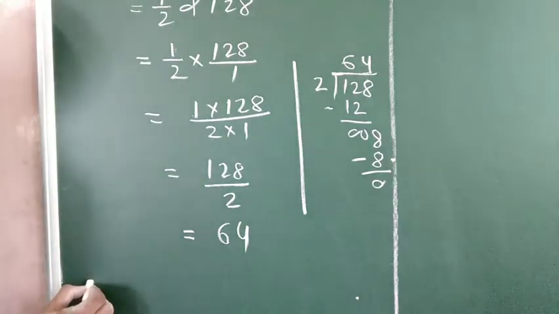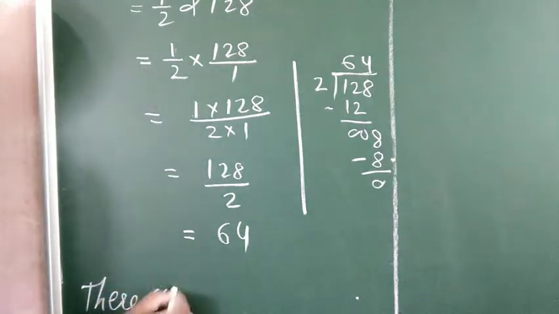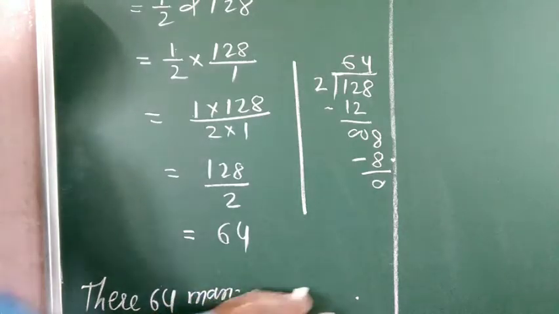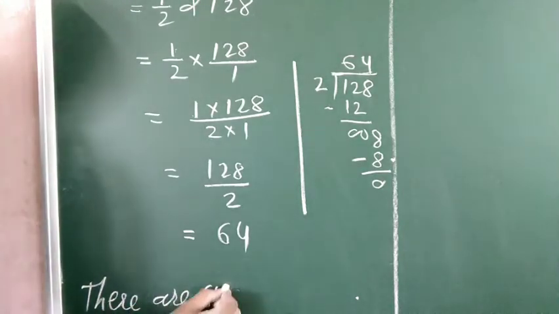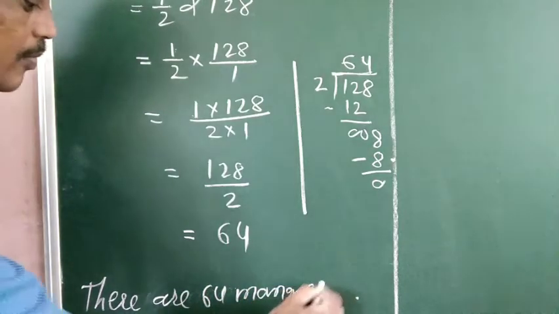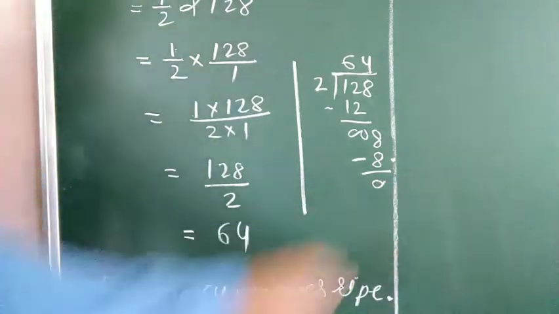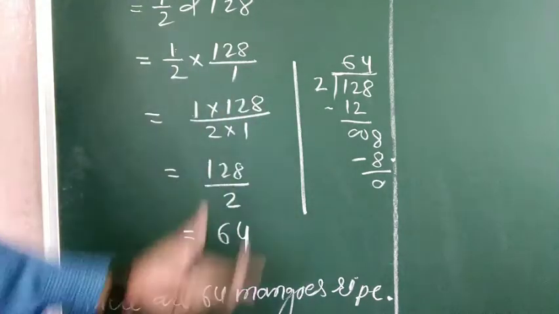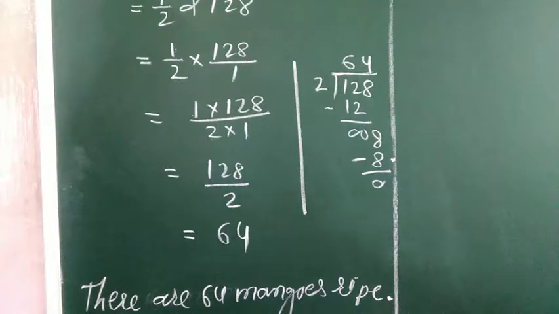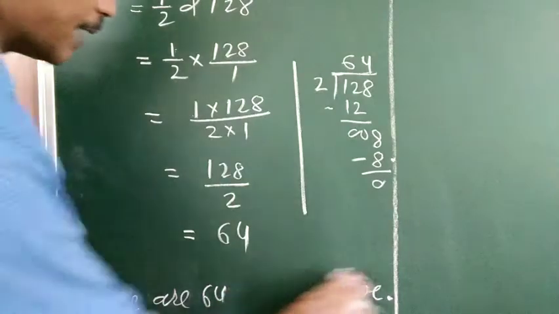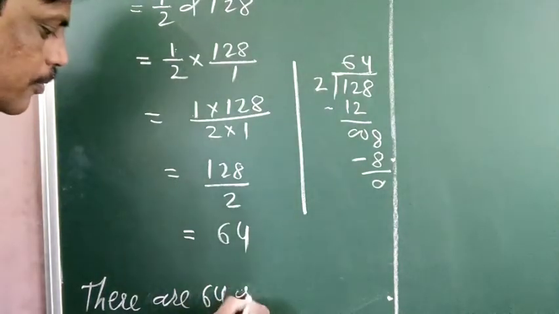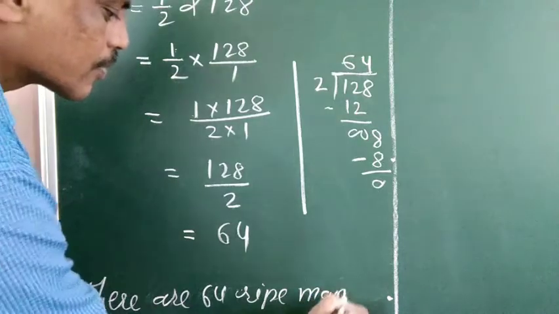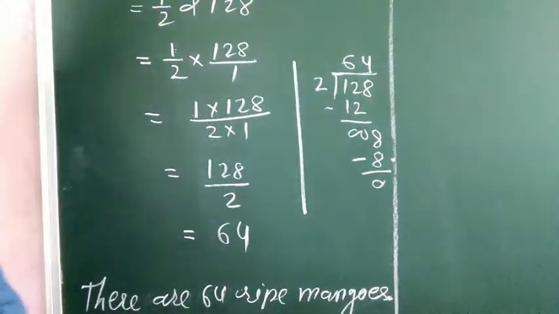So we can write here, there are 64 mangoes ripe. That means there are 64 mangoes ripe there. Now, how many mangoes are ripe? 64 mangoes are ripe. There are 64 ripe mangoes.